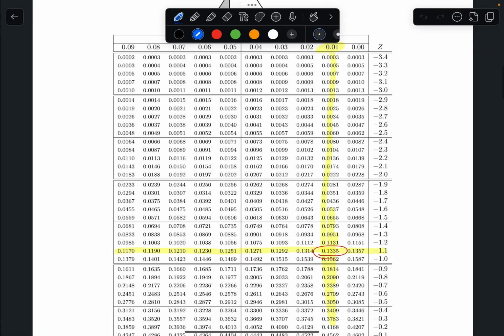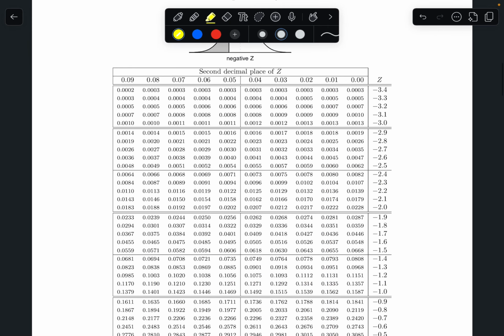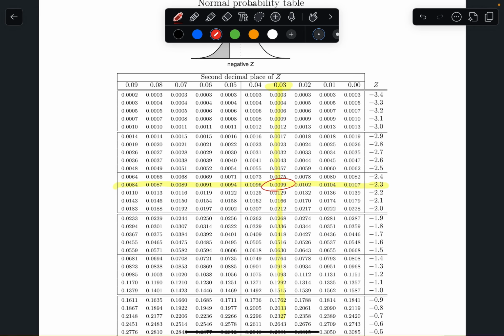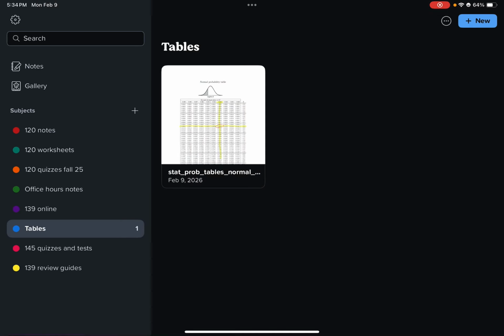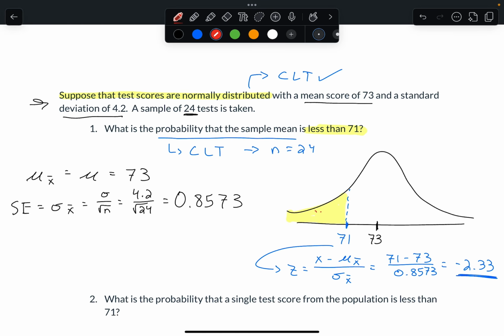So hopping over to my z-tables, let's erase the work that we had earlier. We said negative 2.33. So negative 2.3, here's negative 2.3, which means we're looking at this row. And then the second decimal place is a 3. That's what I'm looking at on top. This is the column that I want. So that means that the probability there would be 0.0099. So this probability, this area to the left, would be 0.0099. Let me write that out so that it's a little bit clearer.